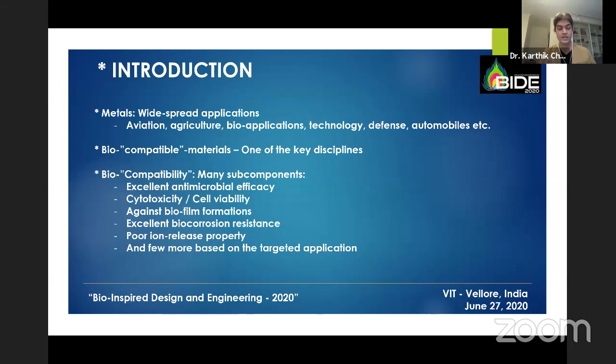So antimicrobial efficacy, then cytotoxicity, which is basically about being toxic to the cell. And then resistance against biofilm formation. Suppose the component is implanted inside the body for a specific application, a permanent implant or a temporary implant, even if it is for a few months or a few weeks, there is a biofilm formation around the component. Initially, the body or the environment thinks that it is an alien one, but with the passage of time, it starts to think, okay, probably it is part of our body, and then it starts to be too friendly, or it finds it too comfortable and it starts to grow around it. In some cases, it might be helpful, but in many cases, it may not be helpful.